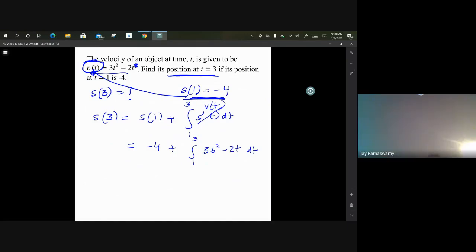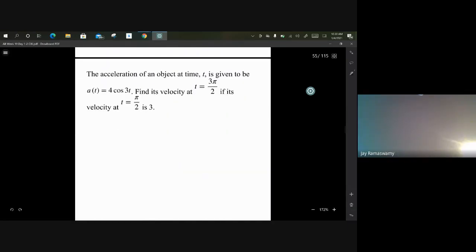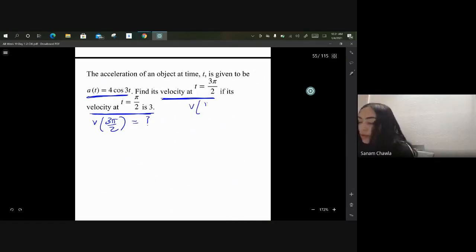Okay, last question of the day. We'll only set it up. We're on page 55, please. Copy that down. Okay, I want to see learning happen. Make connections. What am I writing in my notebook? It says, find its velocity at t equals 3 pi over 2. So what are they asking for? V of 3 pi over 2. Thank you. Question mark. That's what I need. And they say, if its velocity at pi over 2 is 3, V of pi over 2 equals 3.